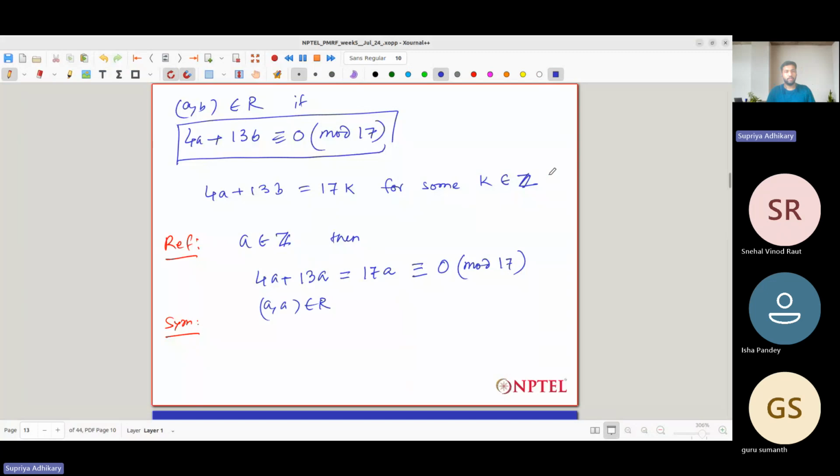Now what about the symmetric relation? For the symmetric relation, what we have to prove is that if (A,B) belongs to the relation R, then (B,A) also belongs to the relation R. Now if (A,B) belongs to R, then we can write directly that 4A plus 13B is nothing but a multiple of 17.